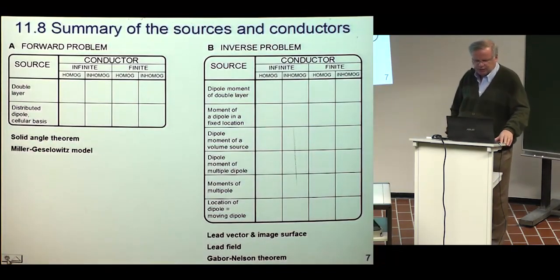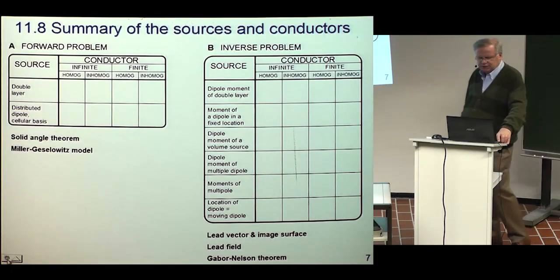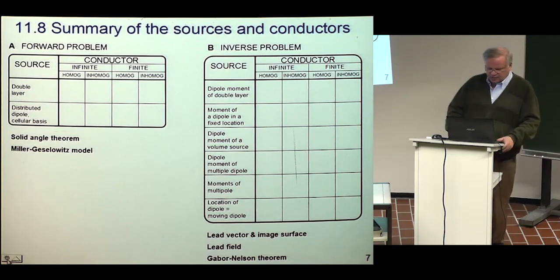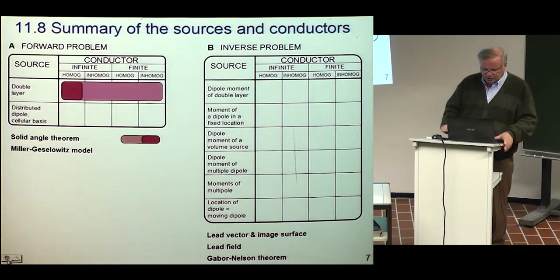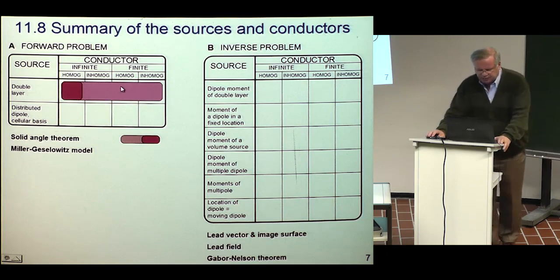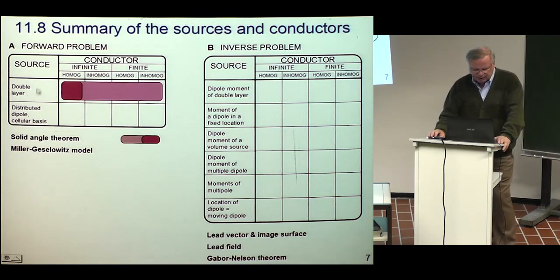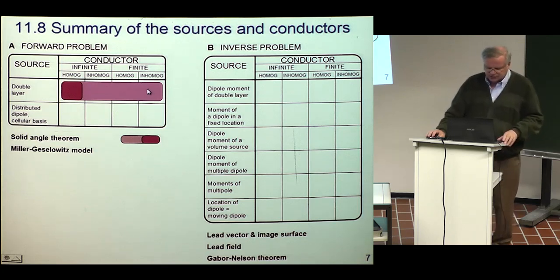I also showed the summary of the sources and conductors of these methods. I show this again. In the forward problem, two methods were used, the solid angle theorem and the Miller-Geselowitz model, which the latter one I did not show you. In the solid angle theorem, the source is a double layer and the conductor is, as I discussed, infinite homogeneous. I show it with a darker red. It is possible to use the theory also with other kinds of conductors, but it is much more complicated and we are not interested in that.